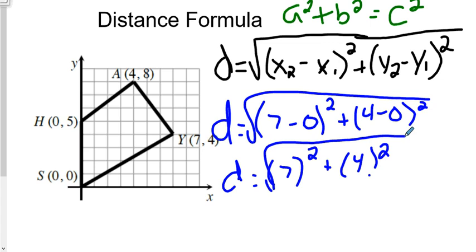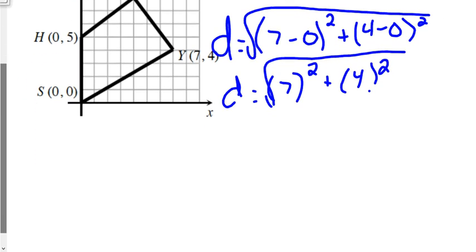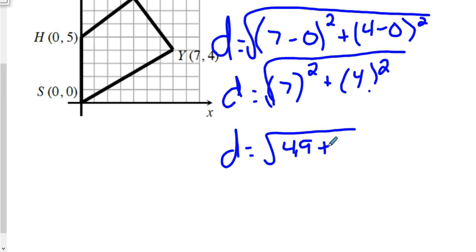So we have this. Just continuing, we're going to square before we do the square roots. We have 49 plus 16. Add those together because we're under the square root. We get 65.